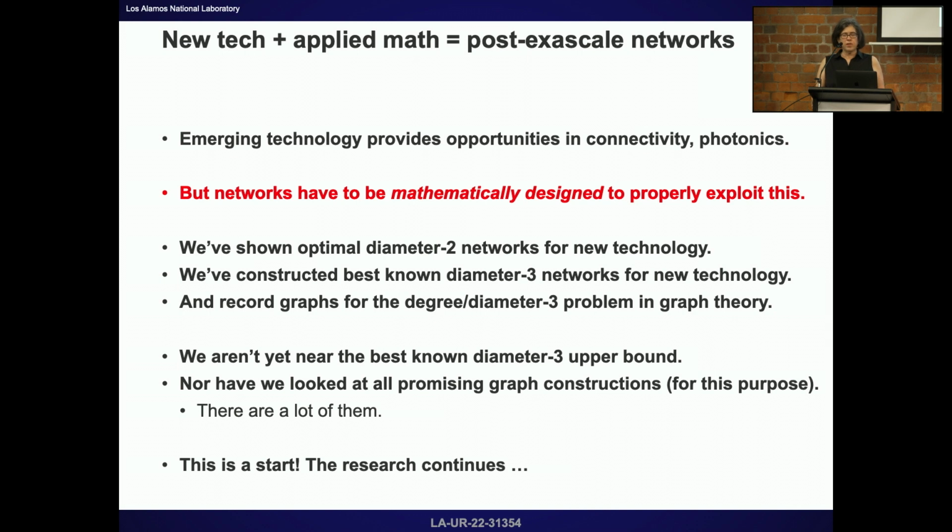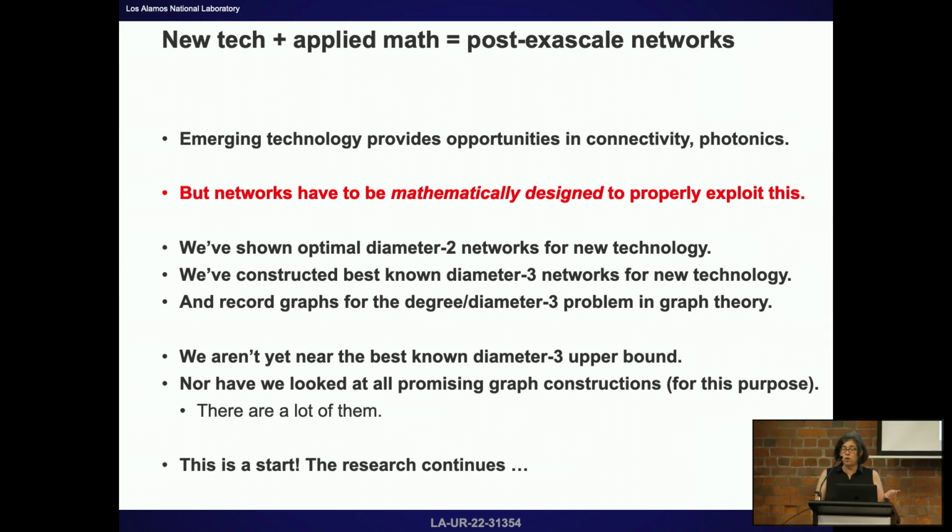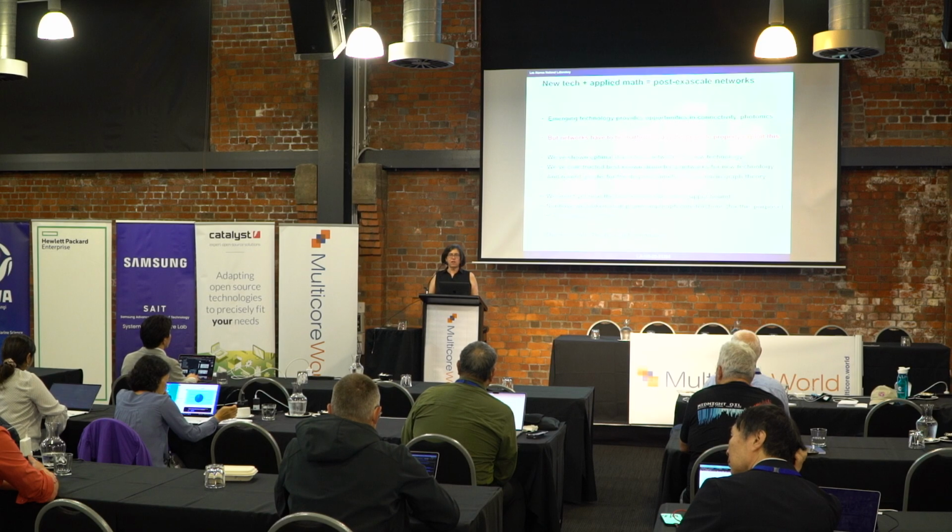So we've shown optimal diameter 2 networks. We've constructed the best known diameter 3. We don't know if it's optimal. Maybe it is, maybe not. Record graphs, and we aren't near the diameter 3 bound. And nor have we looked at, this is an important point, nor have we looked at all the promising graph constructions. Graph theory is large, and this is a large research project. So this is a start, and the research is continuing into both devising the graphs and deducing properties of the graphs.